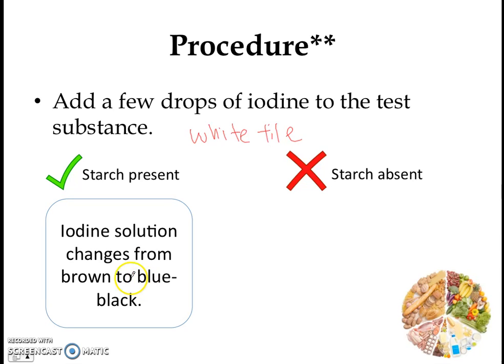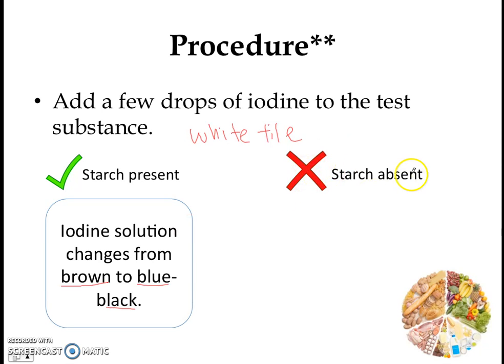Now, if starch is present, we say that the iodine solution changes from a brown to blue-black color. Now, take note that I always want to mention what the color is at first, and then what the color at the end is. So in this case, the initial color is brown, and the iodine solution changes to blue-black. Right, you need to mention both, otherwise often you will not get the full mark.